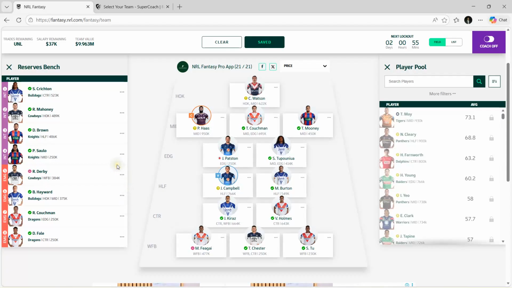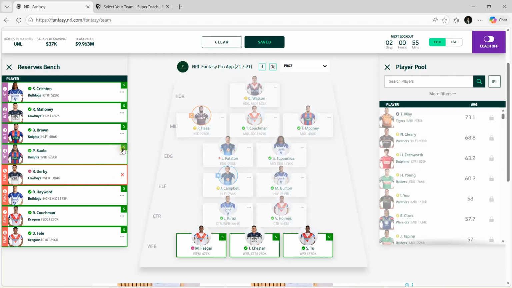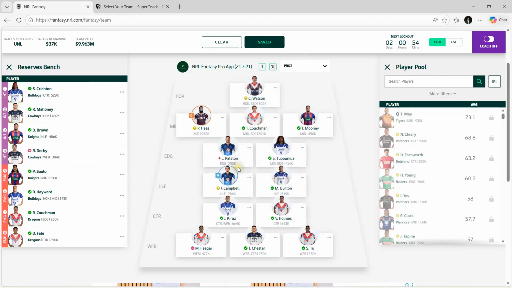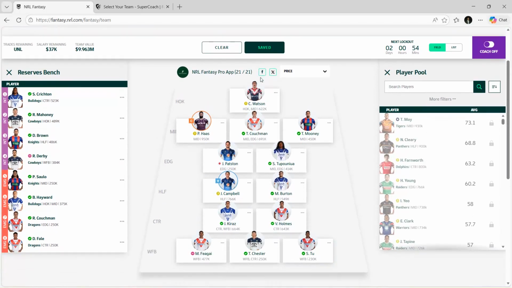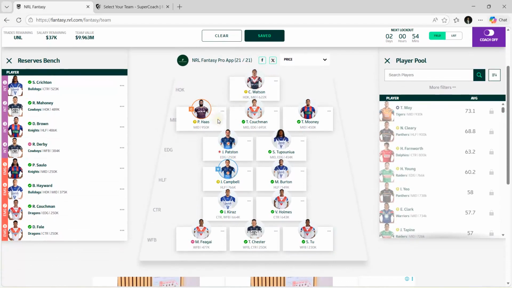Now, let's just go through different scenarios of how this bench works. And I'm going to just be swapping and moving players around. This team, by the way, is not my team. There's no way in the world I'd be having Max Feagai for starters. It's just an auto pick that I'm using specifically for this lesson.